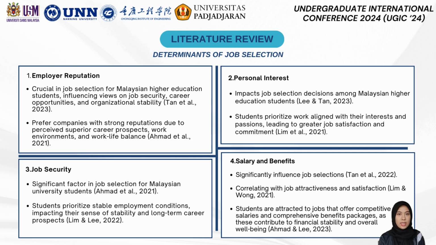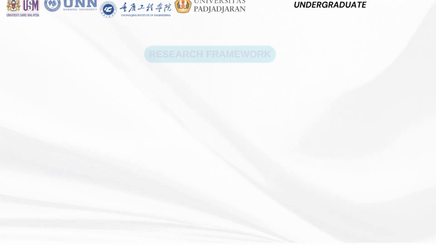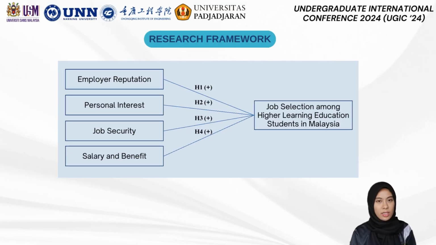Third is job security. This is prioritized by students for stable employment conditions, especially in uncertain economic times. Students value job security highly as it ensures a steady income and long-term career stability. Last is salary and benefits. This significantly influences job preferences, correlating with job attractiveness and satisfaction. Students are attracted to jobs that offer competitive salaries and comprehensive benefit packages, as this contributes to financial stability and overall well-being. The research framework examines how employer reputation, personal interest, job security, and salary and benefits influence job selection among Malaysian students. I hypothesize a positive relationship between these variables and job selection.